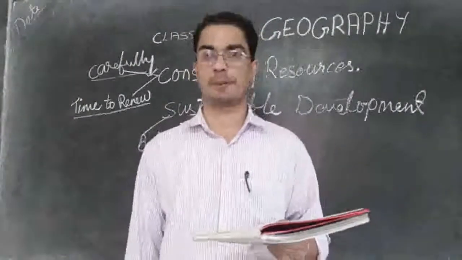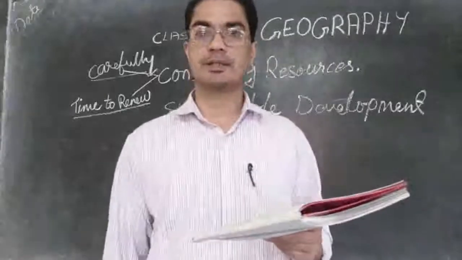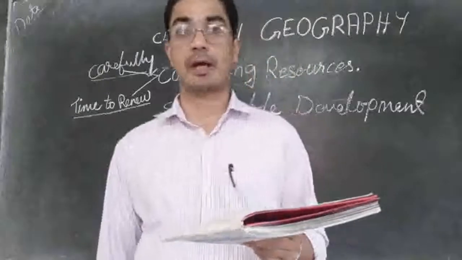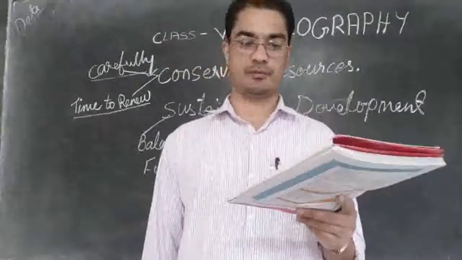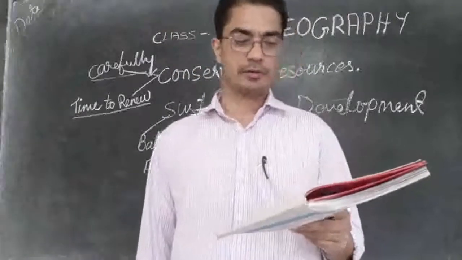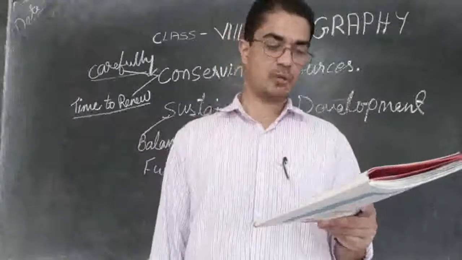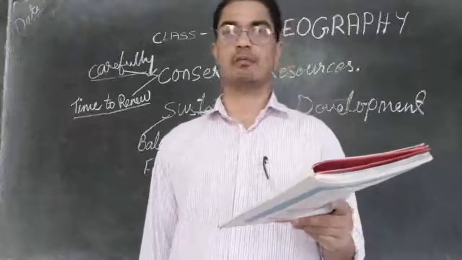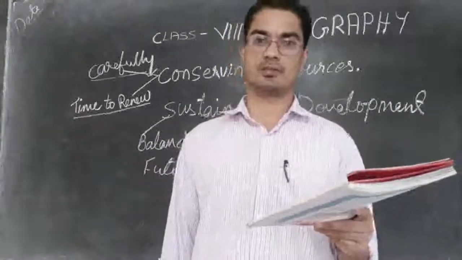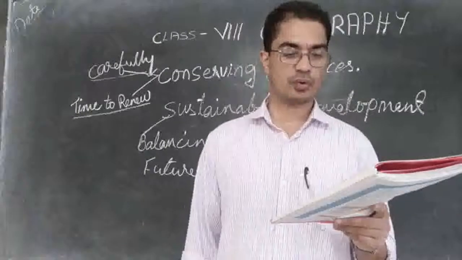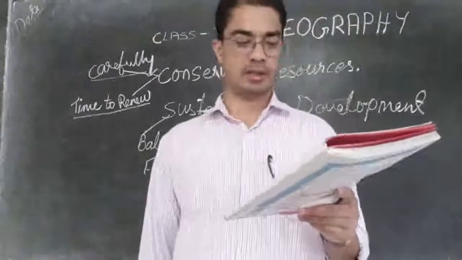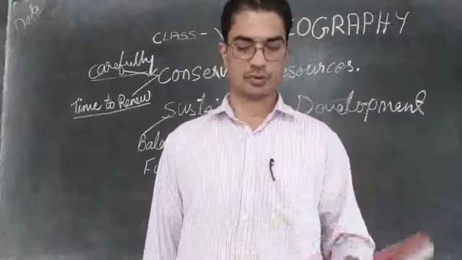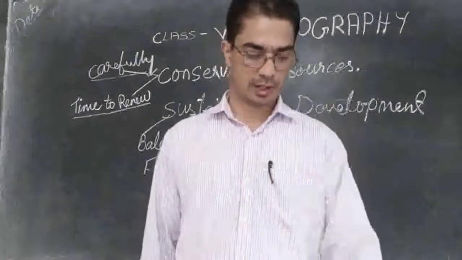Then question number 3. Complete the statement. Biotic resources are, biotic means having life, derived from living things, made by human beings, or derived from non-living things. So which is the answer? The first one, number A, derived from living things.